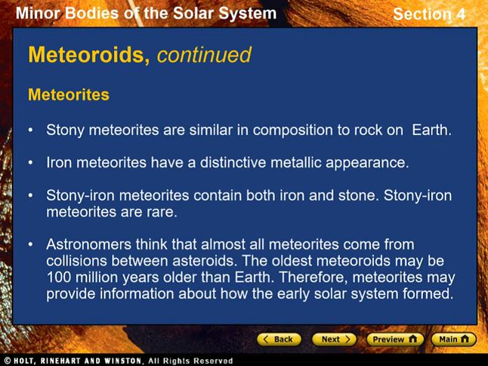Astronomers think that almost all meteorites come from collisions between asteroids. The oldest meteoroids may be 100 million years older than Earth and its moon. Therefore, meteorites may provide information about how the early solar system formed. Some rare meteorites originated on the moon or Mars. Computer simulations have shown that meteorites that hit the moon or Mars can eject rocks that then fall to Earth. Many of these rare meteorites have been found in Antarctica. Finding meteorites in Antarctica is relatively easy because they stand out against the background of snow and ice.